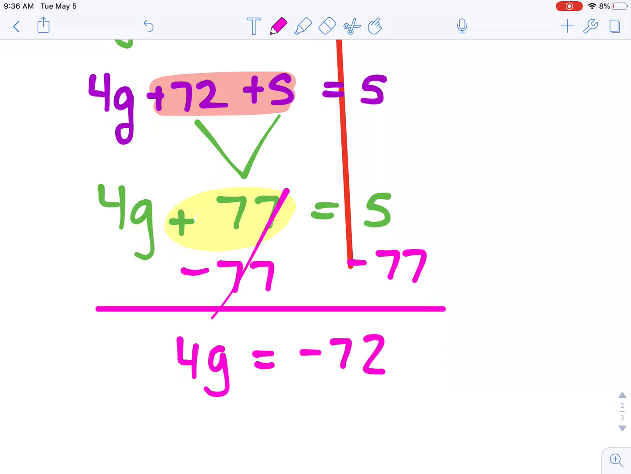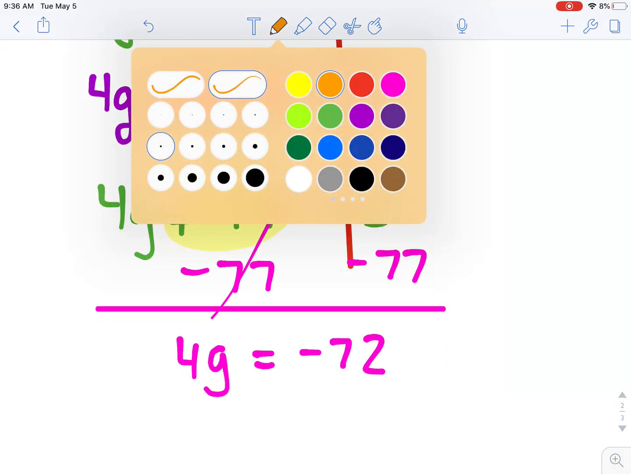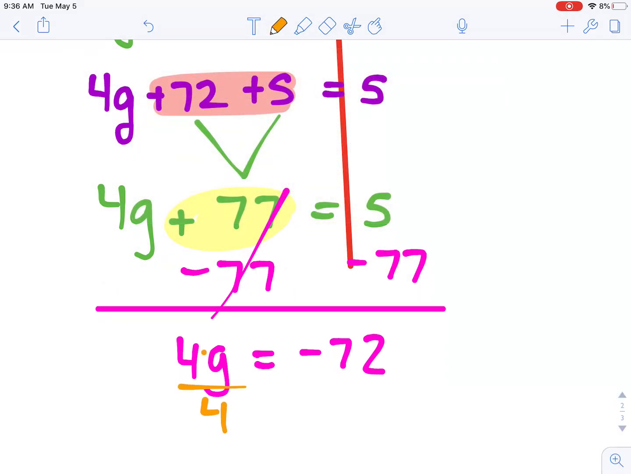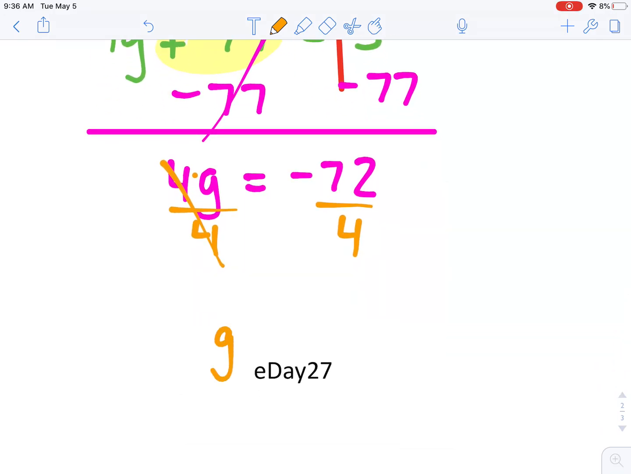And then to undo that multiplication, we are going to divide by 4. And then G equals negative 18.